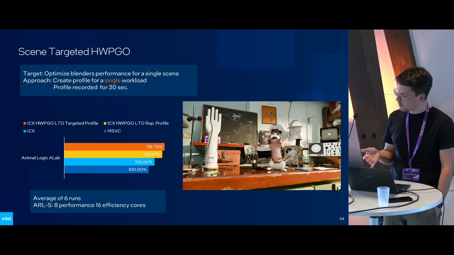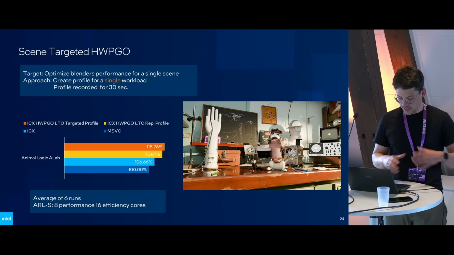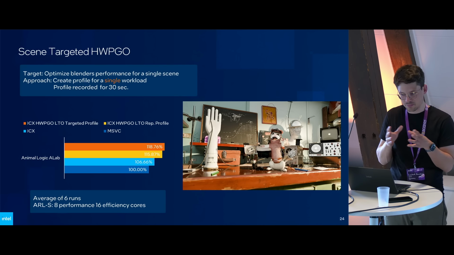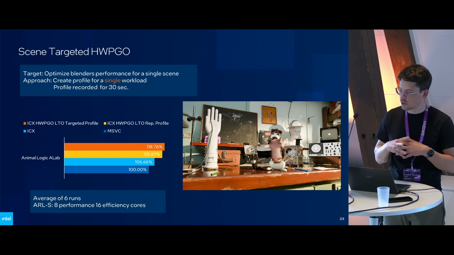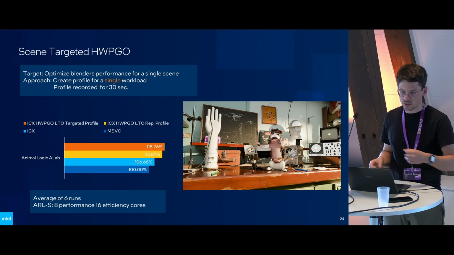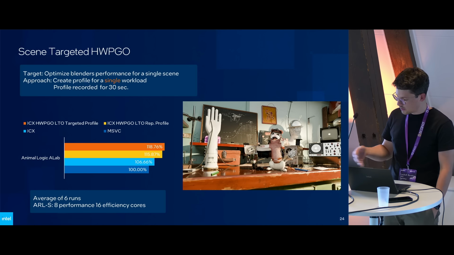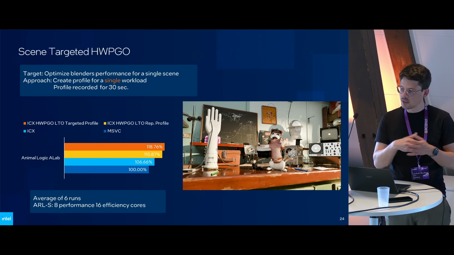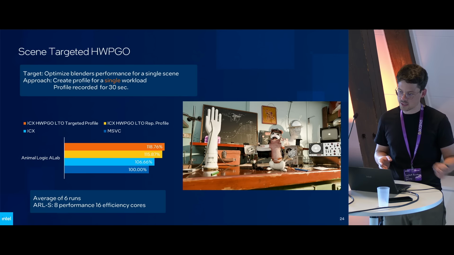What you can also do with HWPGO is to optimize just for a dedicated scene. The idea here is that you have a scene that you render 100 times for multiple hours because of a very long animation, for example, or because you edit it very often and then want to look at the final result again. What we can do with HWPGO is we profile this single scene once, use the profile to build it, and then reuse this optimized build just for the single scene.